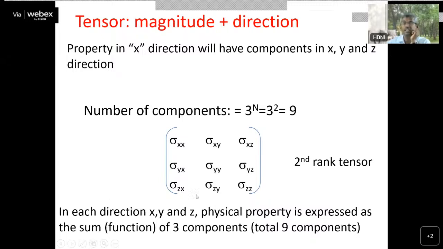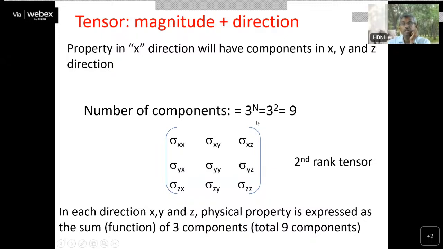We can see that the components can be expressed with the help of a matrix. The x component has a component along the x axis, y axis, and z axis, so that is xx, xy, and xz. Similarly, the y component has a component along the x axis, y axis, and z axis. Likewise, the z component has a component along the x axis, y axis, and z axis. So we have a total of 9 components. That is why the rank of this tensor is 2.